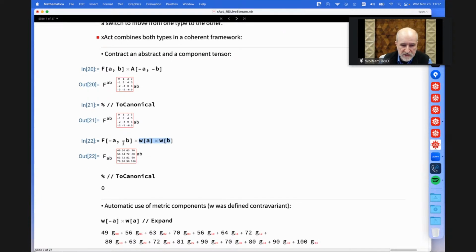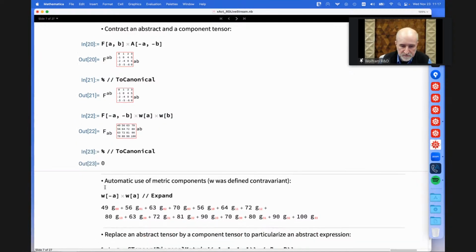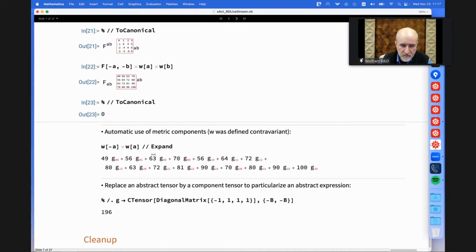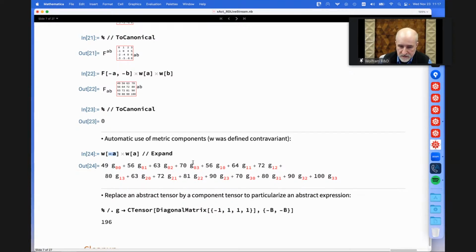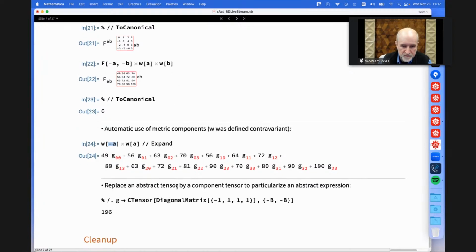And now, of course, because this is antisymmetric and this is symmetric, we do ToCanonical, and there we have it, 0 again, as before, right? We can do things like that. For example, you see, my vector was originally contravariant. If I require a covariant version of it, the system will introduce immediately metric components in the proper basis. You see, the red basis that we defined before.